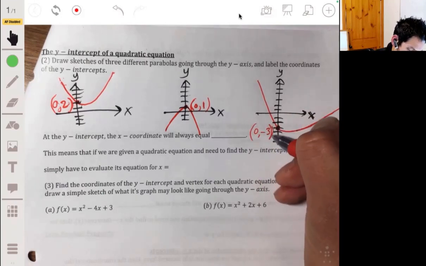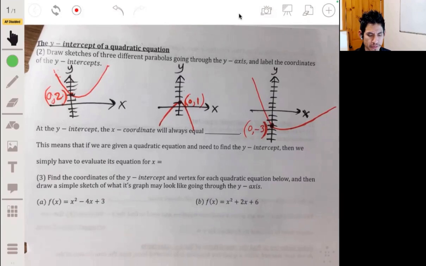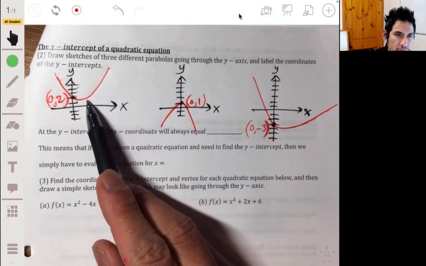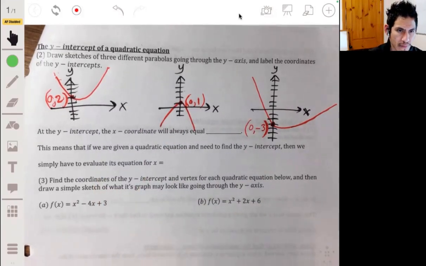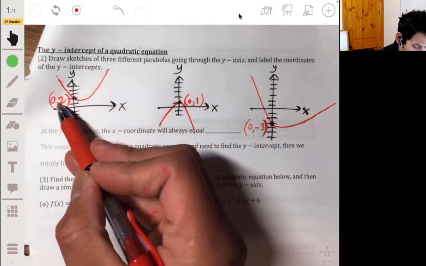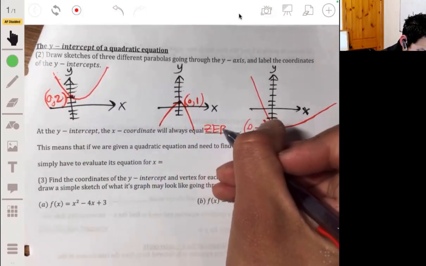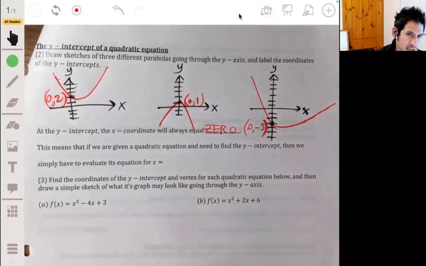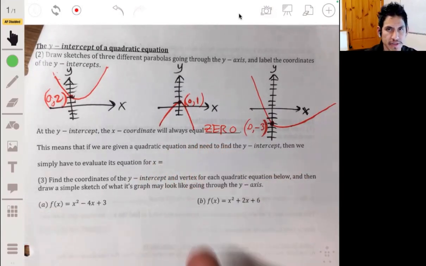So (0, negative 3). All right, so here's the thing. Here's the beauty about this. No matter what we chose as the y-intercept for the parabola to go through, the x-coordinate was always equal to 0. Let's write that in capitals. 0. The x-coordinate will always be 0, which basically is what the y-intercept is.